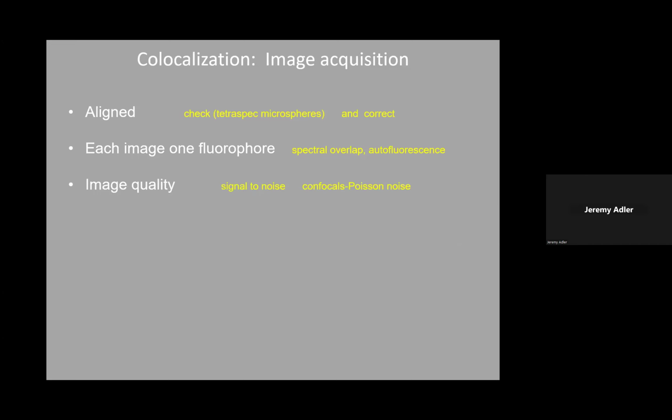So the first issue, obviously, is image acquisition. I've assumed basically that this has been covered before, so there are lots of very standard things. The images must be aligned. An important one is each image should only be formed by a single fluorophore. Otherwise, we get wonderful colocalization for completely the wrong reasons. Image quality will get mentioned a number of times. This has two issues: resolution and signal to noise.